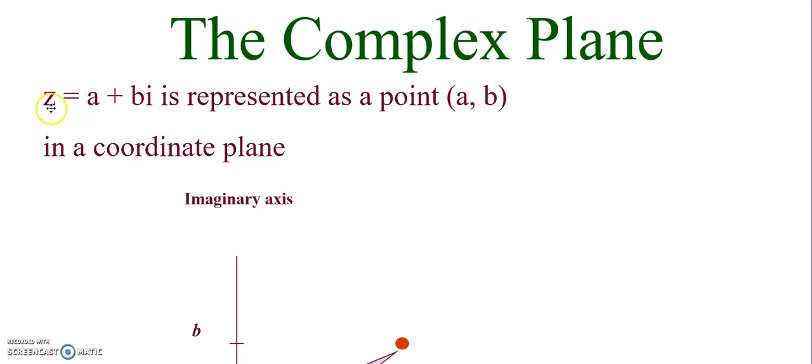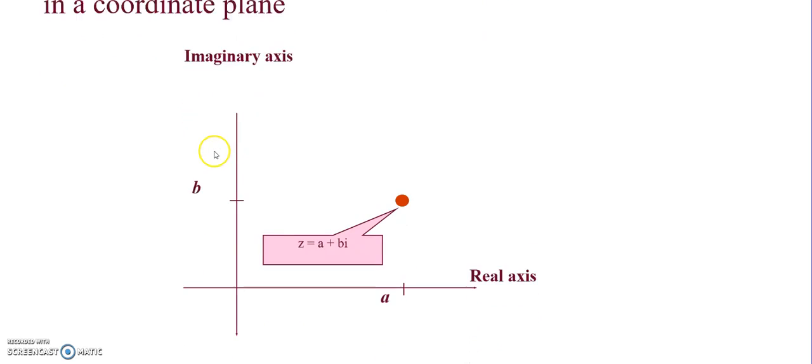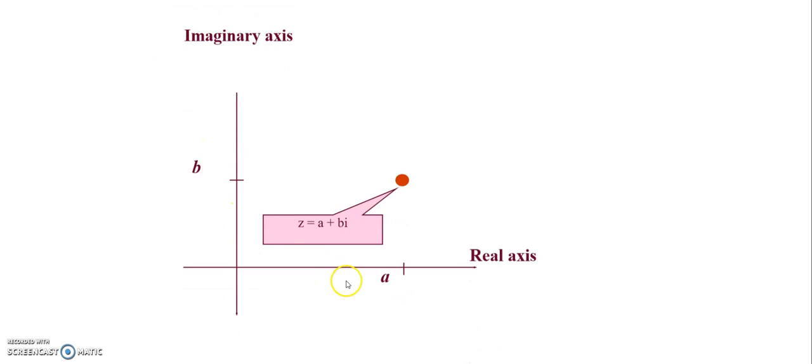So if I have some complex number z equals a plus bi, that's the standard form of a complex number. We should be very familiar with that. I can represent that as the point (a, b) in a coordinate plane, but this is not our normal coordinate plane. This is the complex plane. So a is the real part, b is the imaginary part, so I can plot the point (a, b). So this is the complex plane.